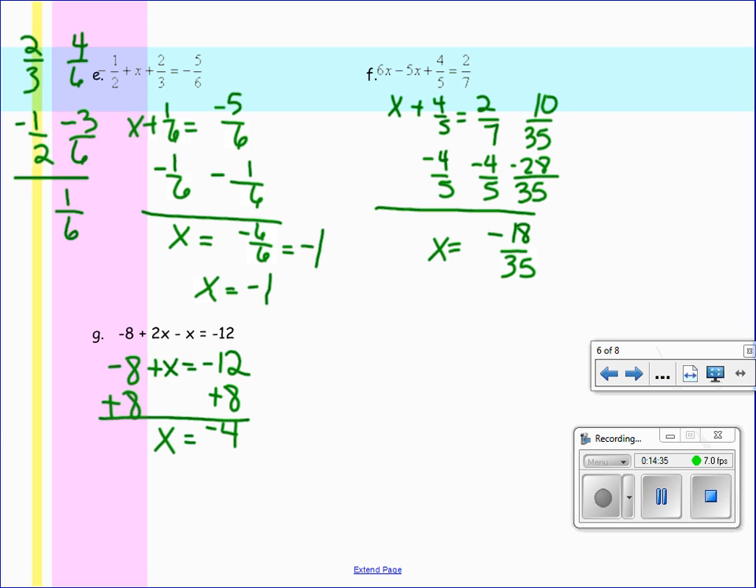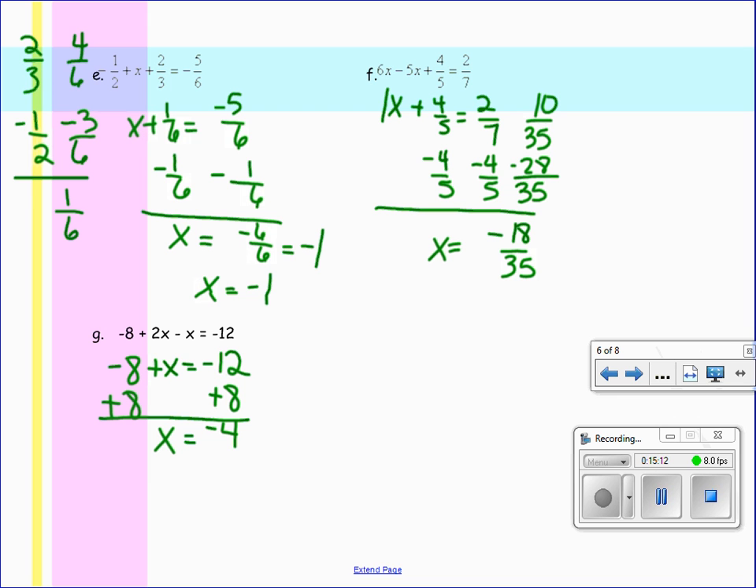In F, our like terms that we're going to be combining before we can solve it is the coefficients. So the coefficients are 6x minus 5x, which will leave us with 1x, or just x. 1x plus 4/5 is equal to 2/7. Doing the inverse operation to isolate the variable, we're going to subtract 4/5 from each side. Doing that, we need to find a common denominator for 2/7 and 4/5, which is 35. Finding equivalent fractions of 10/35 minus 28 over 35.